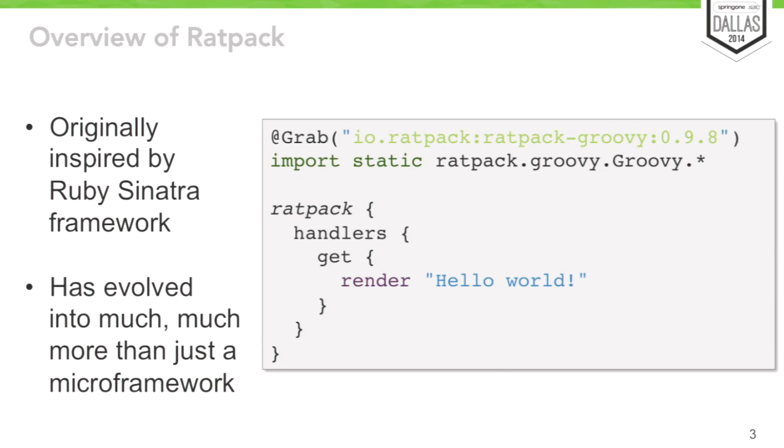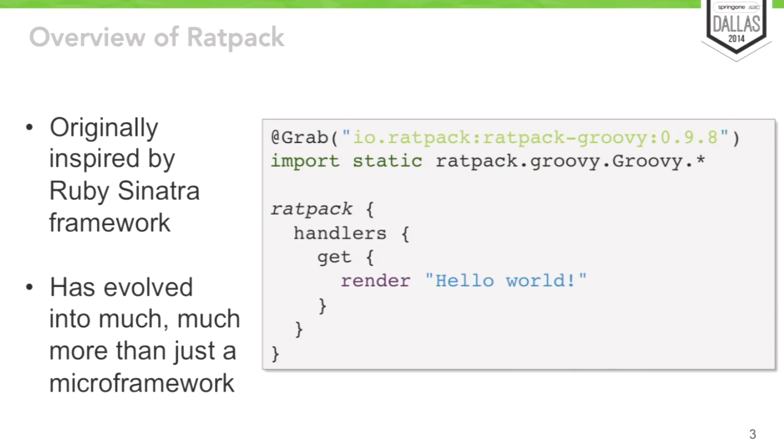But we do still embrace that Sinatra legacy. The code you're seeing on the right-hand side of the screen is a fully legit Ratpack application. This is all that it takes to get up and running. It demonstrates the Groovy DSL that we have in Ratpack, where you can define a route. In this case, it's just a simple get. It'll go to the default / and render out a hello world, right? So this is all that you need to get started.